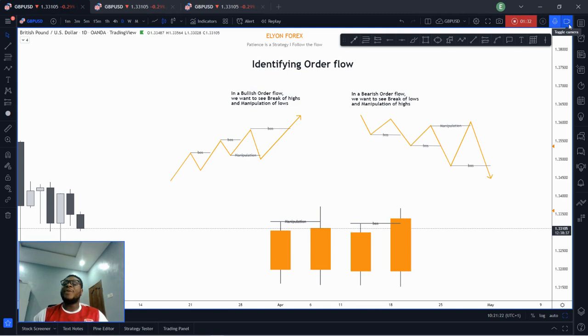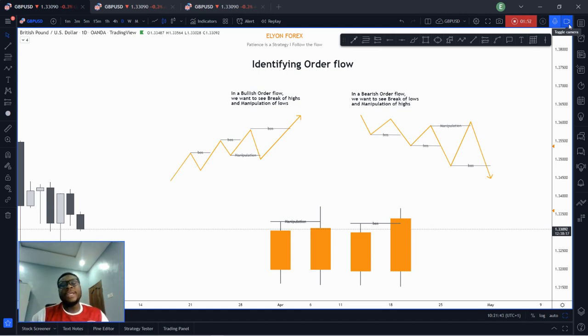But now if we are identifying the market movement as order flow, there are ways by which you can identify it such that even if the higher highs and higher lows create a lower low or a lower high in between, we are still able to identify that the market is still moving in an uptrend. So that is what I'm going to be talking about today.